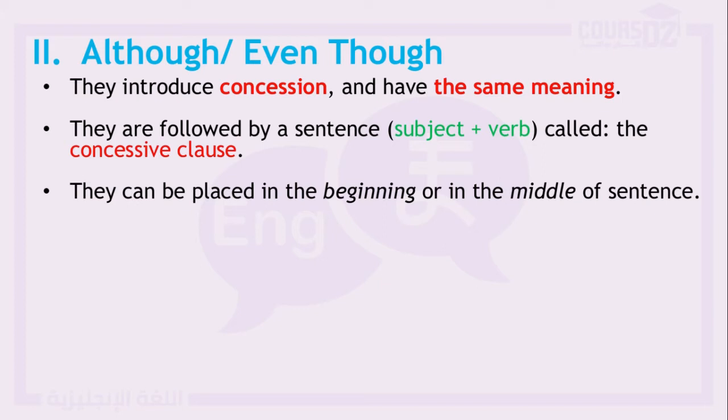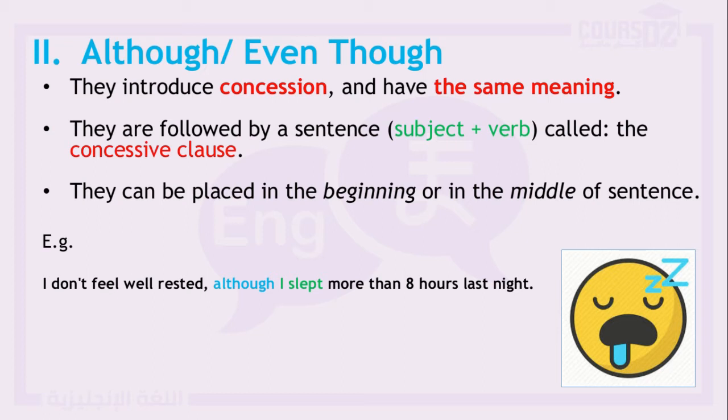Okay? And they can be placed in the beginning or in the middle of the sentence. يعني although or even though نقدر نحطوهم في بداية أو في منتصف الجملة. Example: I don't feel rested although I slept more than 8 hours last night. Okay? So sentence A is I don't feel rested. مانيش حاس روحي مرتاح. Sentence B is I slept more than 8 hours last night. Okay? رقدت أكثر من 8 ساعات البارح.